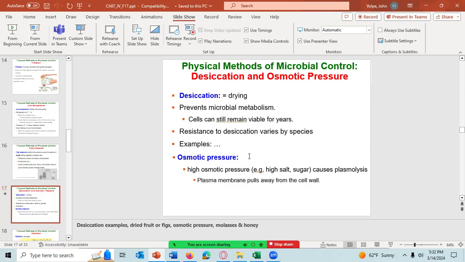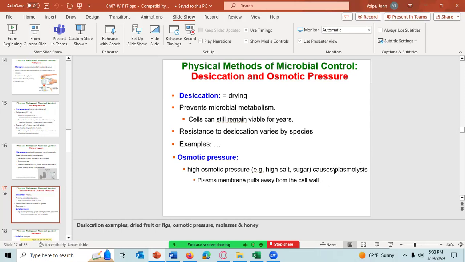Osmotic pressure can also be used in the same way. High osmotic pressure, either high salt or high sugar, causes plasmolysis, where the water will flow out of the cell. And so the cell membrane will pull away from the cell wall, and that's plasmolysis. And that will lead most cells to death. Like E. coli cannot survive that. And within a day, E. coli would definitely be dead by plasmolysis.